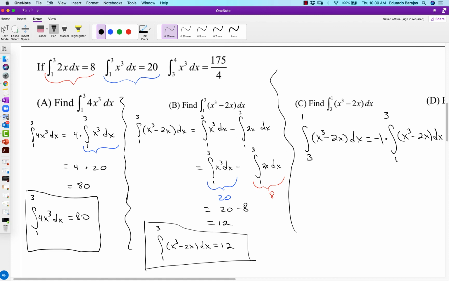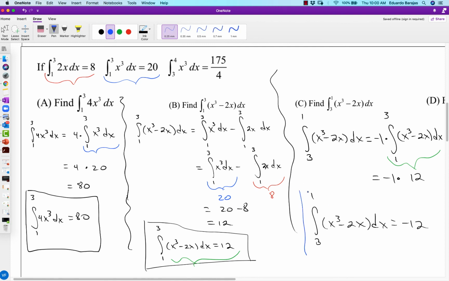And now this one looks just like part B, so I can just insert it there and say that this is going to be -1 times 12, where I'm saying it's 12 by referencing this down here. Or I can just copy all that work again, but that's where I'm getting this 12 from there. So I'll say that the integral from 3 to 1 on x cubed minus 2x dx is equal to -12. Box that up.